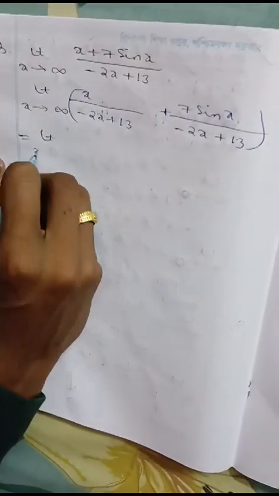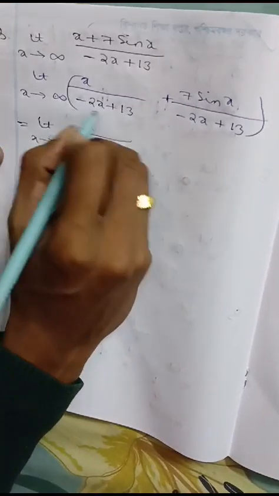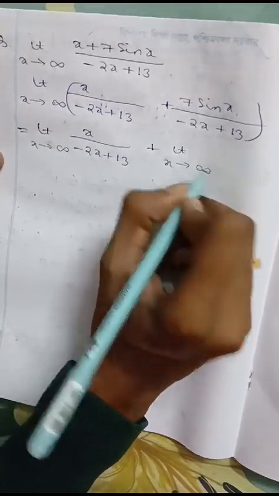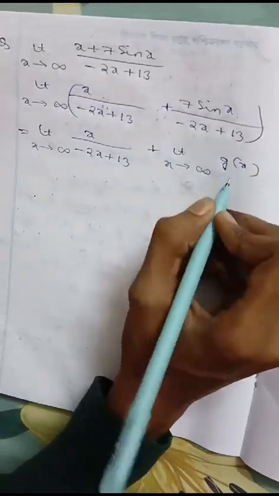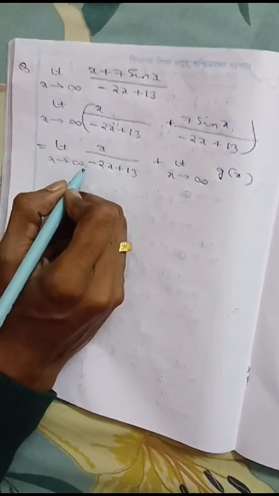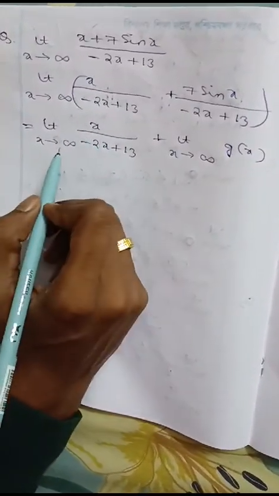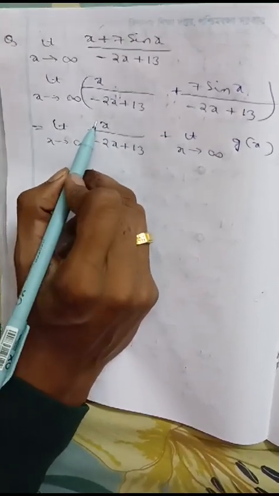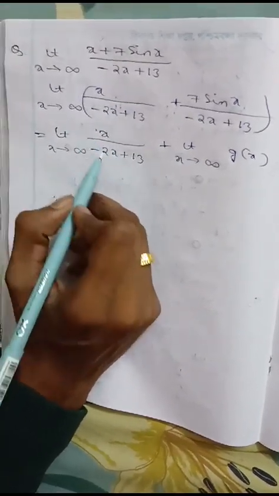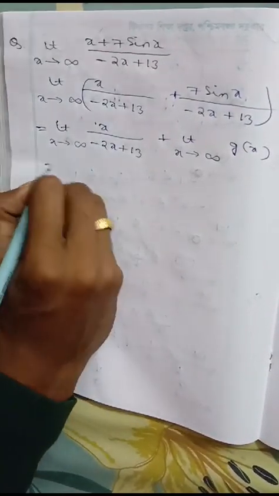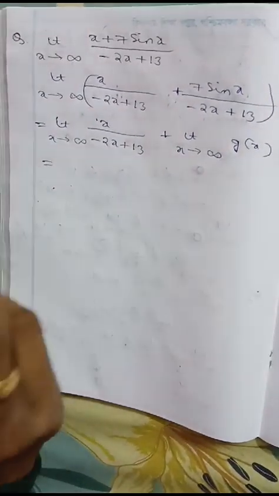So let us apply the limit on both functions separately. The limit as x approaches infinity of x upon -2x plus 13, plus the limit as x approaches infinity of, let us take it as g of x. We are taking g of x for our convenience because it is the big thing. When x approaches infinity and the numerator and denominator have the same degree, the result is the coefficient of the highest term of the numerator divided by the coefficient of the highest term of the denominator. If you don't know the rule, simply divide by the highest power of x.